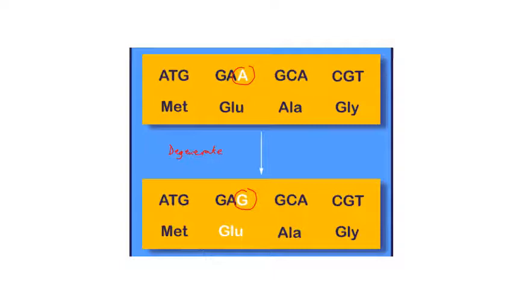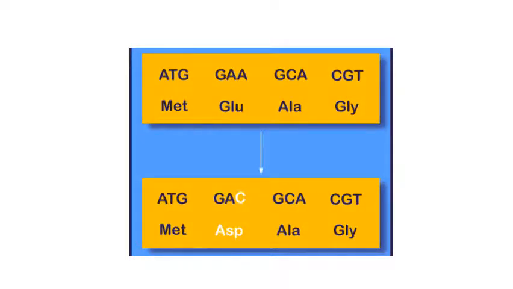It would fold into its secondary structure and its tertiary structure in the same way, and those hydrogen, ionic and disulfide bonds may form in the same place. So there will be no change to the protein produced.